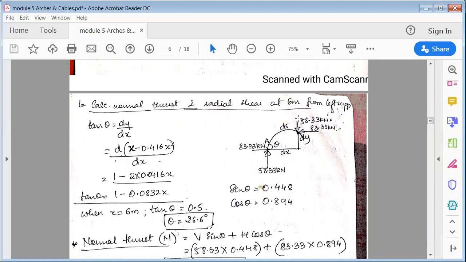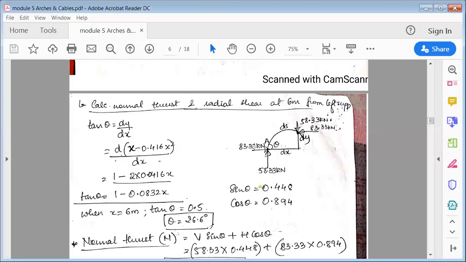What we're doing here is we're just cutting this portion here, and at A just mark all the forces first. Mark the forces. So HA we have already got, that is 83.33, and VA is 58.33. Mark this point. Now this is the arch here like this. Now you have to complete this triangle. So to complete this triangle, just draw a vertical line and a horizontal line. So this is nothing but the angle theta. So dx is a small cut portion in the x direction, and dy is the vertical distance in the y direction.